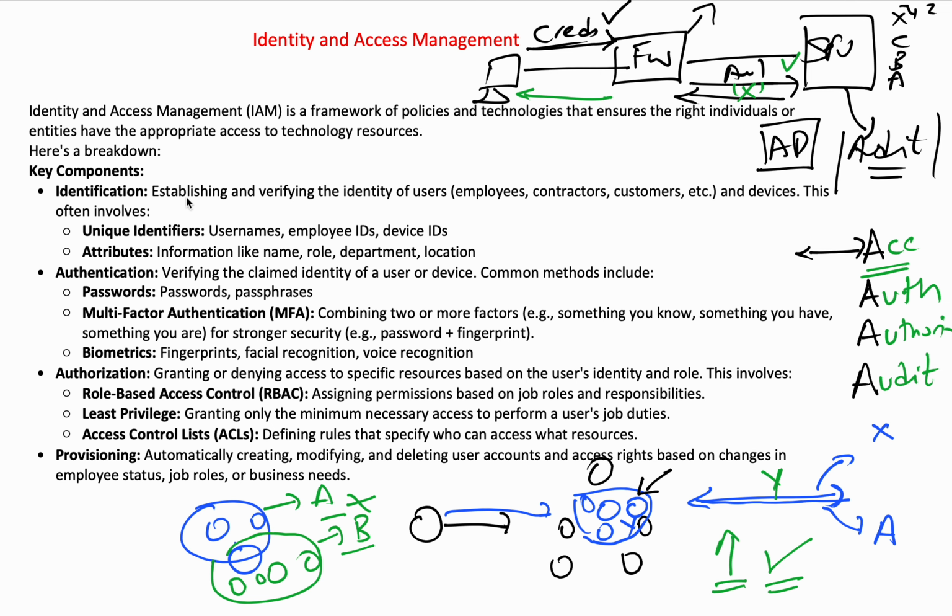Now let's go over the theoretical part. Key components are identification, basically establishing and verifying the identity of users, that is authentication, like I told you, correct? The details are usually username, user ID, password, information like name, role, department, correct? Usually it's your credentials, but then it can be smart cards, and then your user IDs, all of that. Then you have attributes like role, department, location.